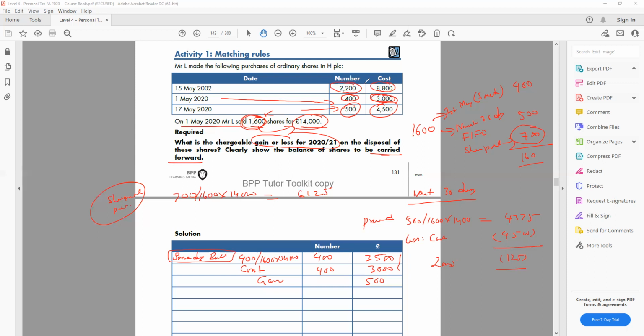But it is possible you can have more than one share of the share pool. But all you have to do, you have to add all the shares, divide with the cost, and it will give you the cost per share. It's very simple as this. So on the share pool, we have 2,200 shares, and the cost is 8,800. So 8,800 is the cost.